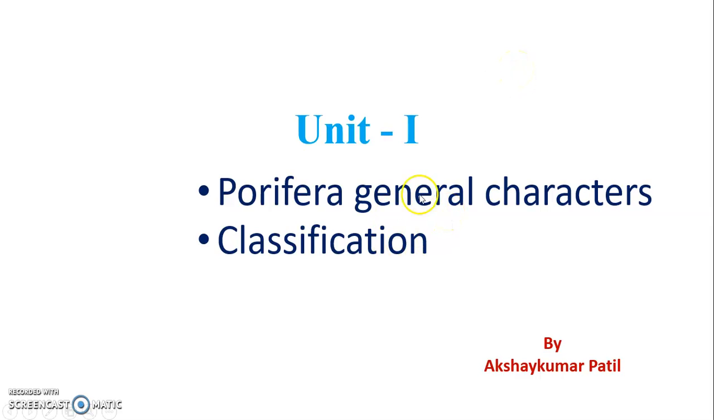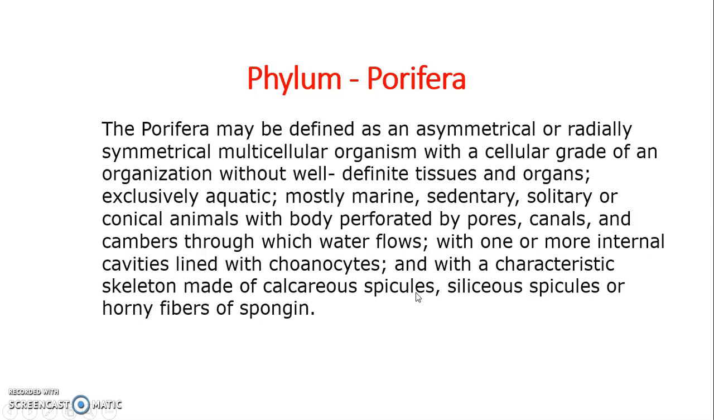In this unit, first, phylum Porifera. We have to discuss the phylum Porifera general characters and classification. Phylum Porifera comes under the kingdom Animalia. The phylum Porifera may be defined as an asymmetrical or radially symmetrical multicellular organism.